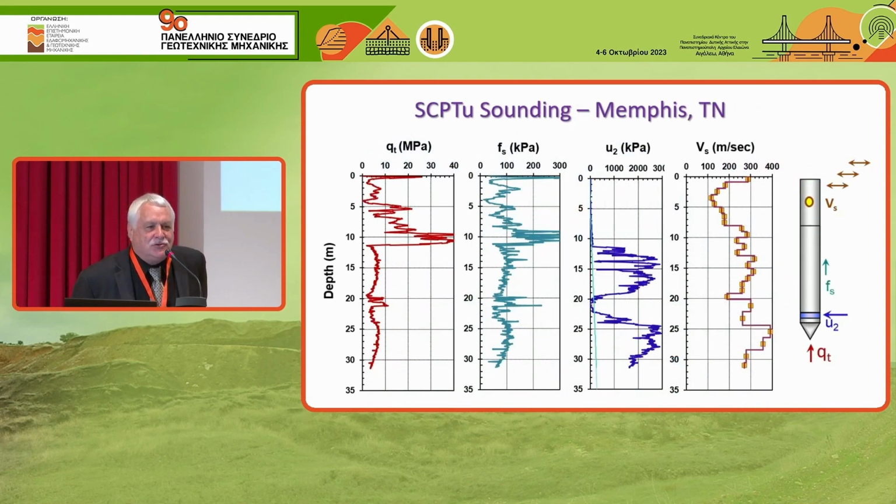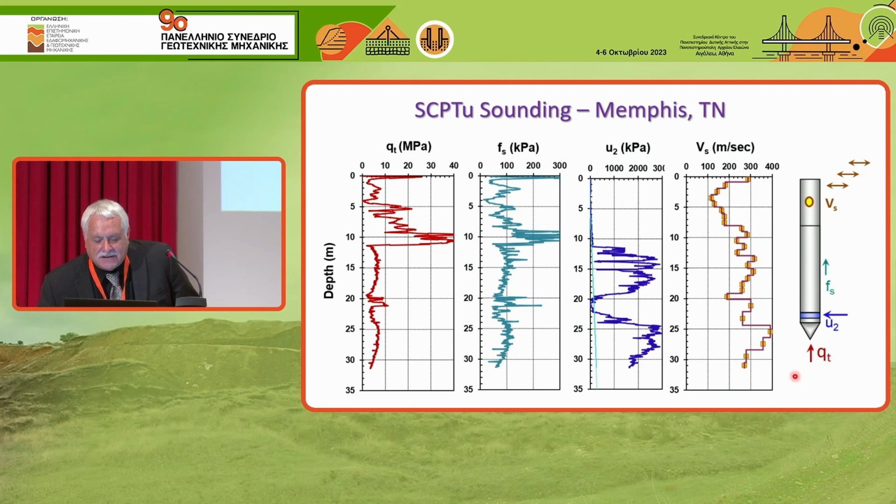These are where my students did this next to the University of Memphis. So they have red squiggly lines is the tip stress, stress on the tip of the cone. Over here, cyan is f sub s. That's the sleeve friction along the soil dragging along the cylinder up there. Here's the pore water pressure reading in blue. And then shear wave velocity every meter in brown.